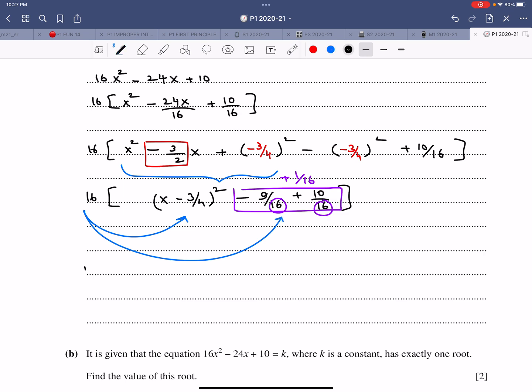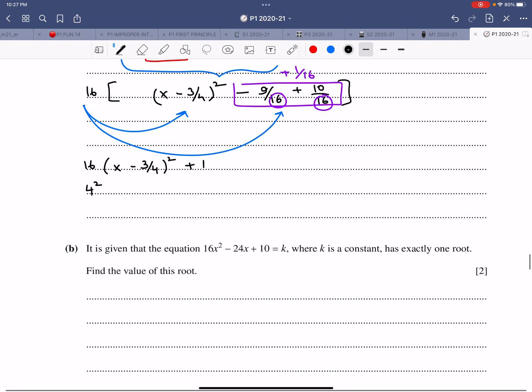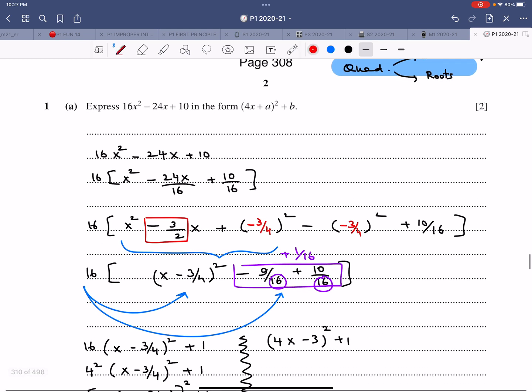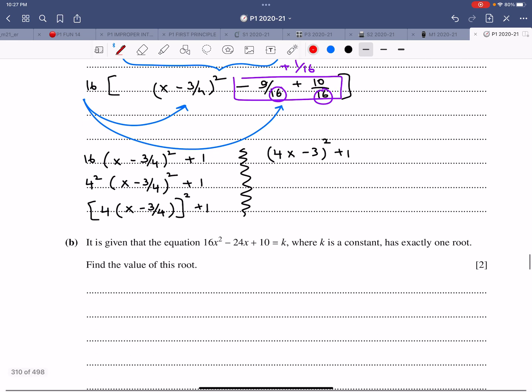So this is 16 times x minus 3/4 whole square, and 1 over 16 into 16 is positive 1. This is 4 square, x minus 3/4 whole square plus 1. This is 4x minus 3/4, the whole thing squared, plus 1. Therefore, writing on the right hand side, this is 4x minus 3, the whole thing squared, plus 1. Compare it with 4x plus a whole square plus b.